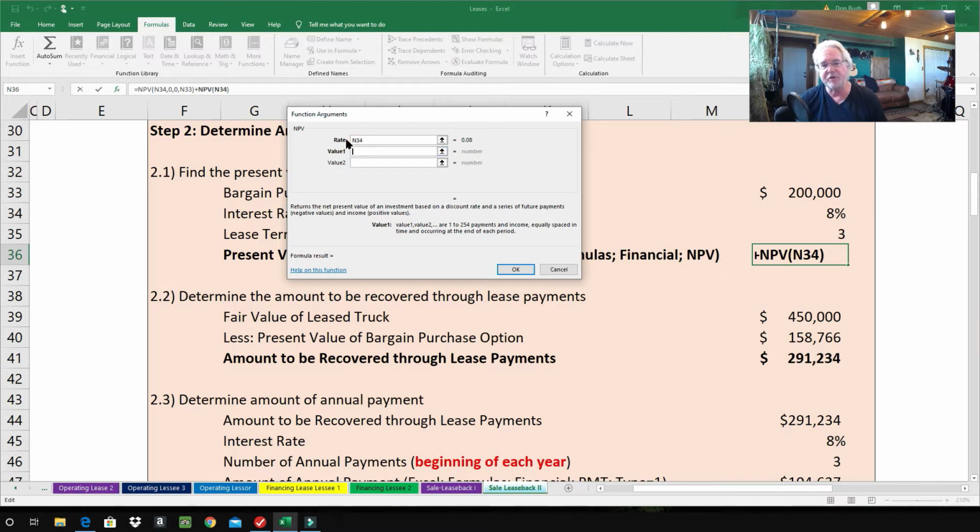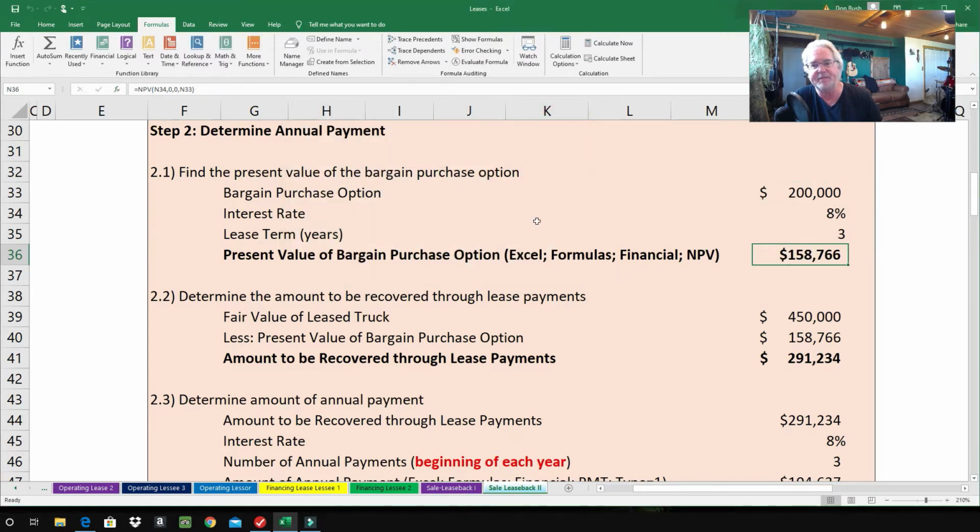The value for year 1, if you've been watching these, is 0. The value for 2 is 0. However, the value for 3 is $200,000. All I have to do is click on it because I have it all written out here. Now, all I would have to do is click OK, and I would have the answer. But since I already have the answer, I'm going to cancel out, otherwise it messes things up. Present value bargain purchase option, $158,766. So there we go.